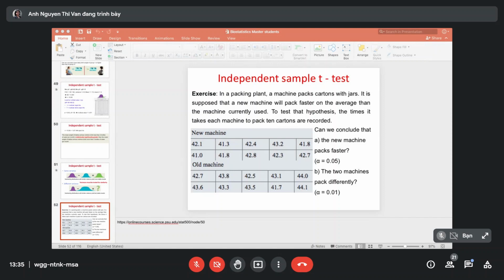variable here is the packing time, and the machine you use, that is an independent variable, okay? And it is a categorical nominal variable, right? Yes, because it has two types, new machine and old machine. And it's a categorical variable, nominal variable. And the dependent variable in this case is the packing time. Yes. It is a ratio or interval. Exactly, ratio. Yeah, it's a ratio variable.